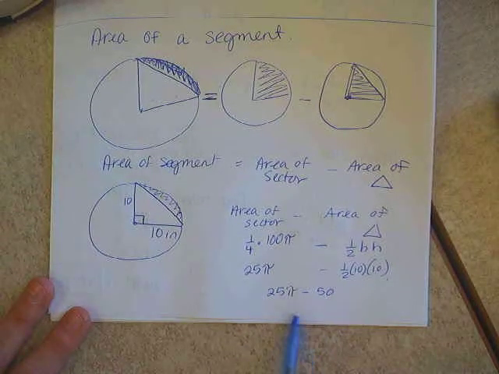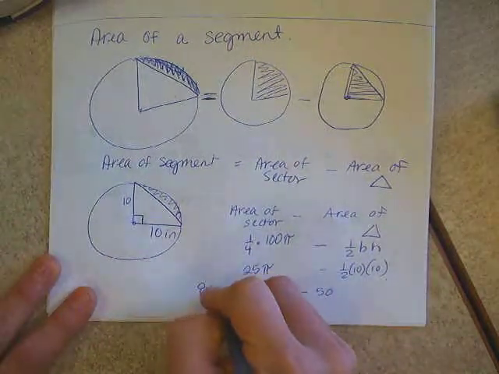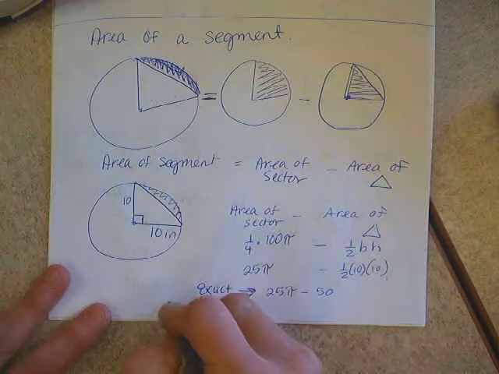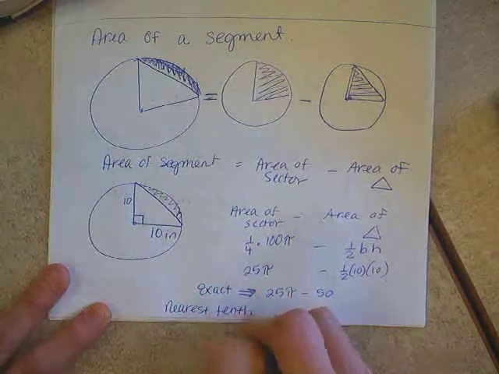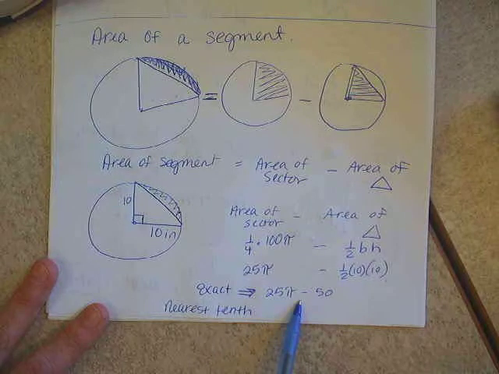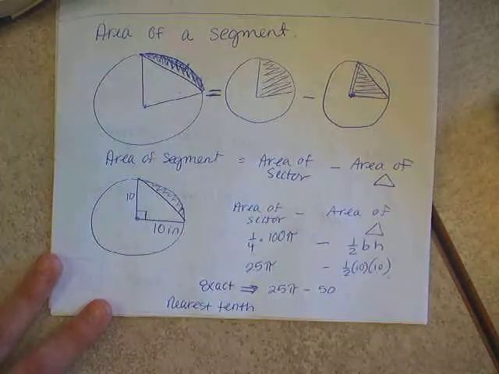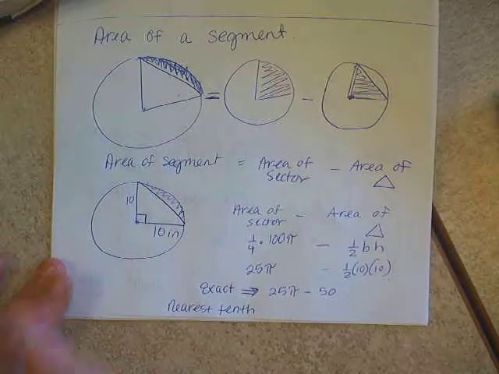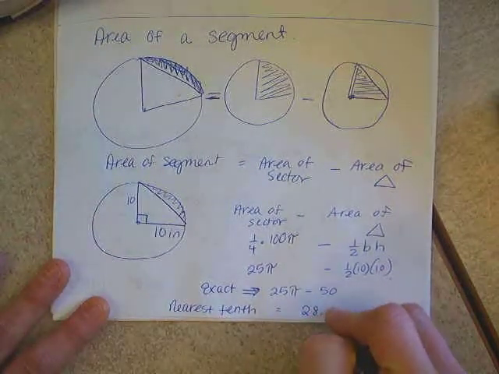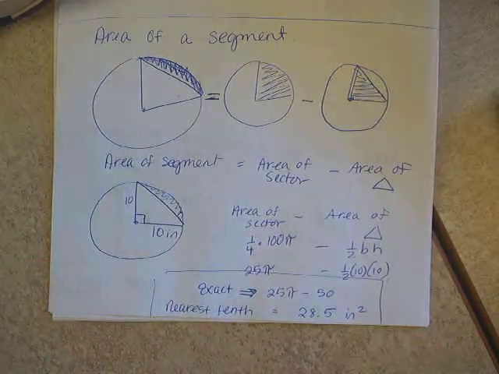Now, if you wanted the exact area, this is the exact area, because as soon as we multiply 25 by pi and round it, it's no longer exact, okay? So I'm going to just put a note here that this is the exact area. But if we want to do the nearest tenth, then you're going to go ahead in your calculator and do 25 times pi, get a decimal, and subtract 50. That should end up 28.539, etc. Nearest tenth would be 28.5 square inches.